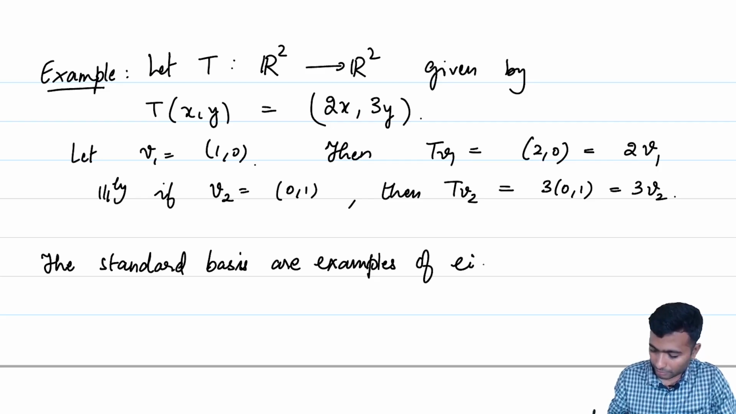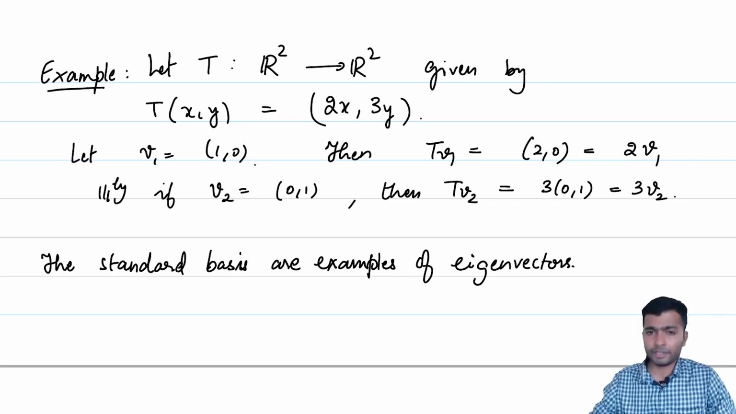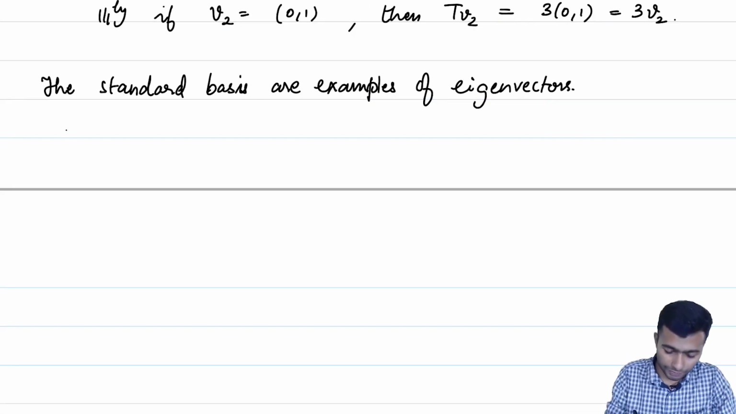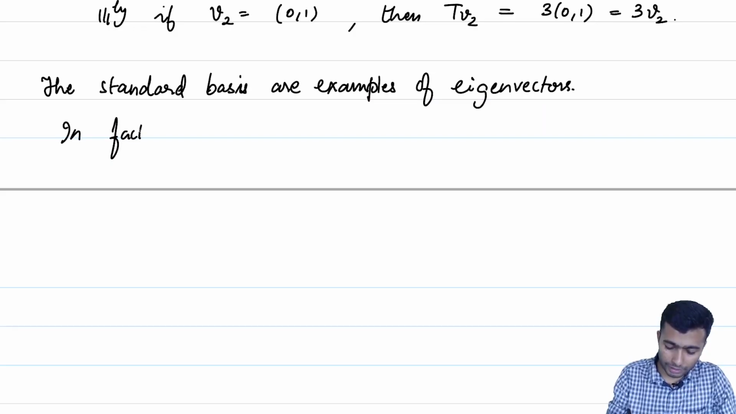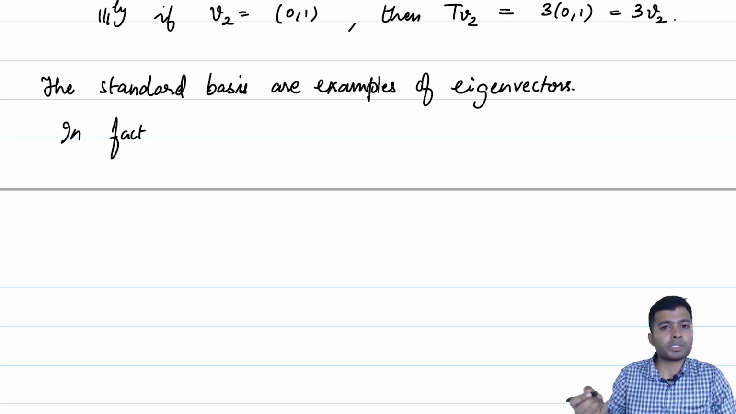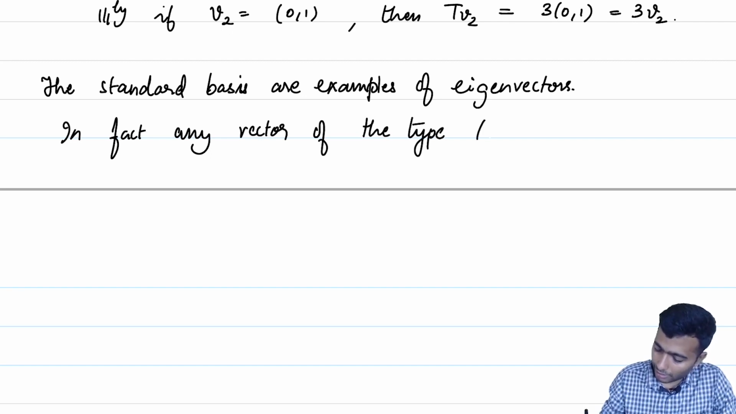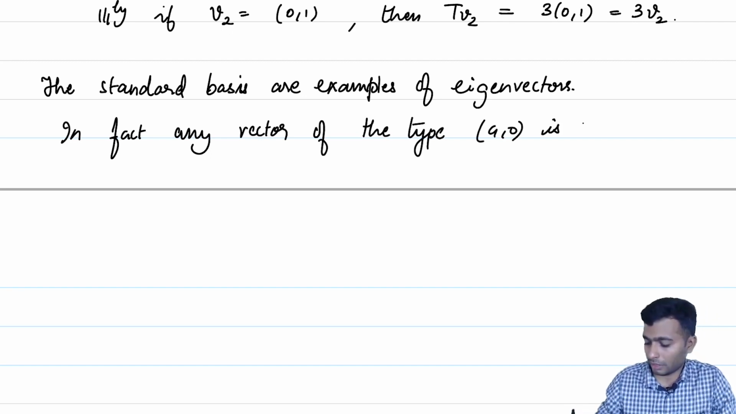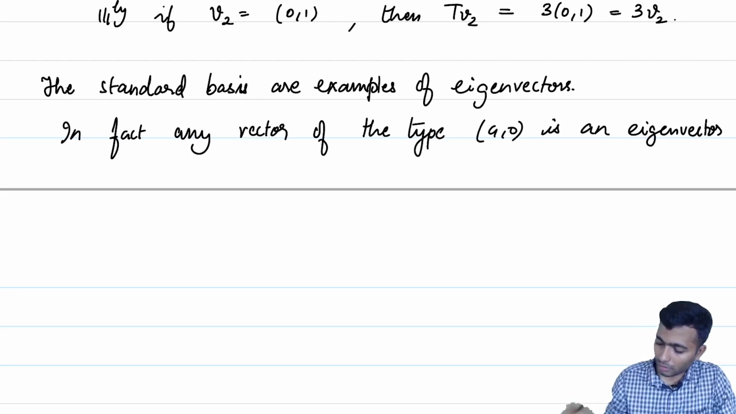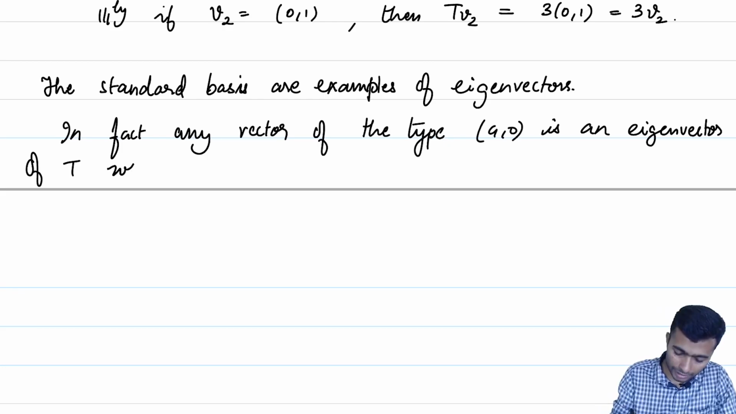If you observe carefully, T is a linear map, right? There are plenty of examples of eigenvectors. In fact, any vector of the type (a, 0) is an eigenvector of T with eigenvalue 2.